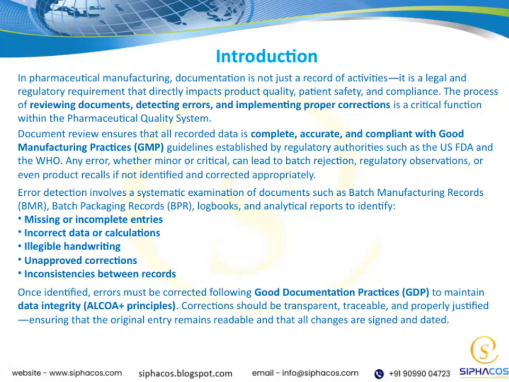In pharmaceutical manufacturing, documentation is more than just keeping records. It's a legal and regulatory requirement that directly affects product quality, patient safety, and overall compliance. When we review documents, we're checking for errors and making sure corrections are properly implemented. This is a vital part of the pharmaceutical quality system. Document review helps us ensure that all recorded data is complete, accurate, and aligns with good manufacturing practices, or GMP, guidelines set by authorities like the US FDA and WHO.